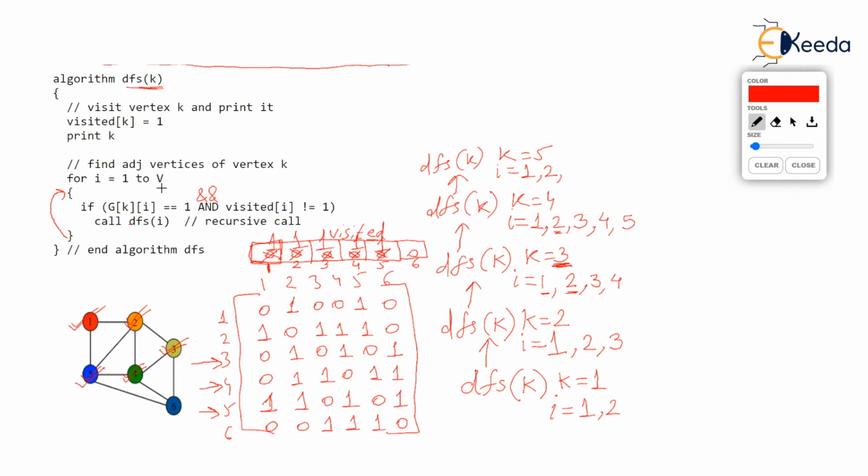Now make I as 3. Is 5 adjacent to 3? No. So no question about it. The first condition itself becomes false. Make I as 4. Is 5 and 4 adjacent? Yes. But the fourth vertex is visited. So no use. Is 5 adjacent to 5? No, not at all. Repeat the for. Is 5 adjacent to 6? Yes, 5 is adjacent to 6 and 6 is not visited. So, as both conditions in the if are again true, we are going to call DFS(I) and I is 6.